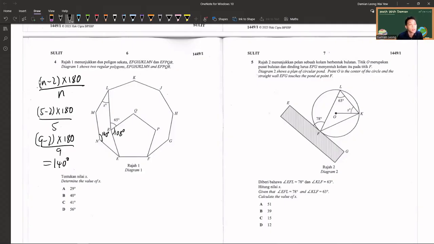Okay. So, each of this is the same. Each of the angles here are the same. So if this is 108, here is 140, means this angle, okay, is 140 minus 108, 32 degrees.